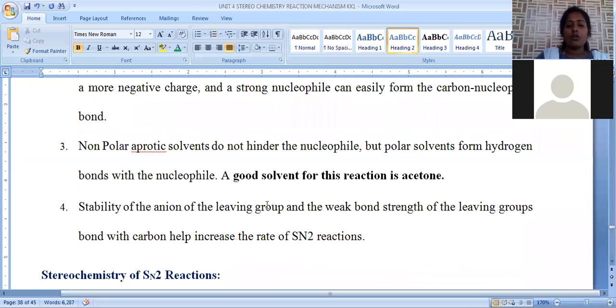Stability of the anion of the leaving group and weak bond strength of the leaving group with carbon will help increase the rate of the SN2 reaction. That is, if a better leaving group is present, the greater will be the rate of reaction. Compared to fluoro, the leaving nature of chloro is greater, chloro to bromo it is greater, and bromo to iodo it is greater. That's the reason why the better the leaving group, the greater the reactivity towards the SN2 reaction.